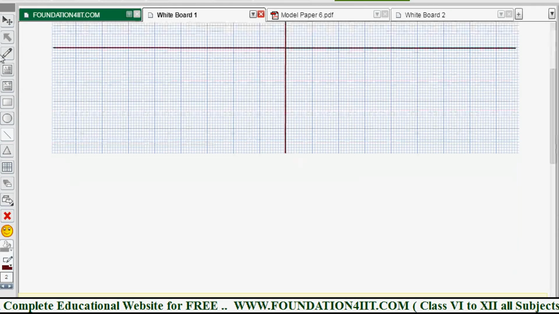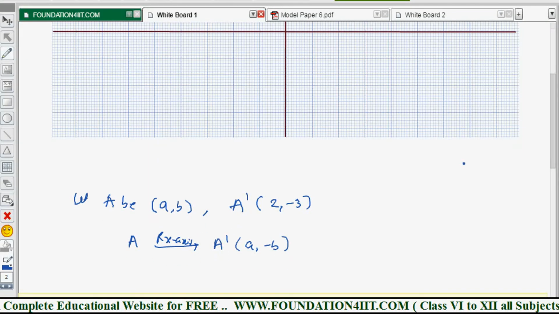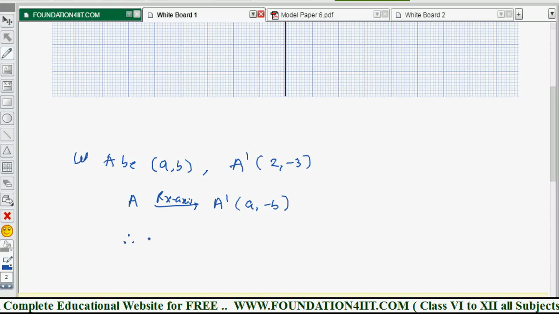According to the problem, let A be a comma b, and A dash is given, that is 2, minus 3, because of reflection. We know that A is reflected on the x-axis. Whenever there is reflection on the x-axis, A dash becomes a, minus b. Only the y coordinate will be changed. Therefore from this, A is equal to 2, 3, because only the 3 sign should be changed. If it is 2 comma 3, this is 2 comma minus 3. So A is 2 comma 3.